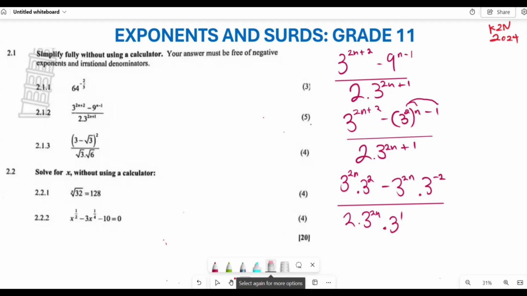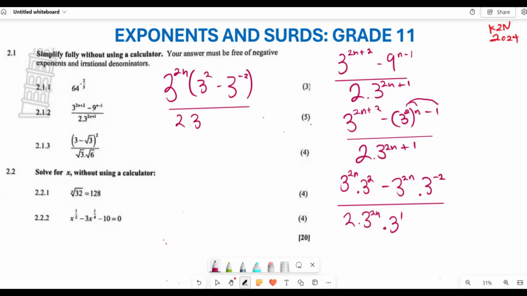Now from here, I want to take out my common factor between the two. If I take out my common factor, this is going to be the same as 3 to the power of 2n into bracket, 3 squared, subtract 3 to the power of negative 2, altogether divided by, again, I can still write this as 2 multiplied by 3 to the power of 2n multiplied by 3 to the power of 1.